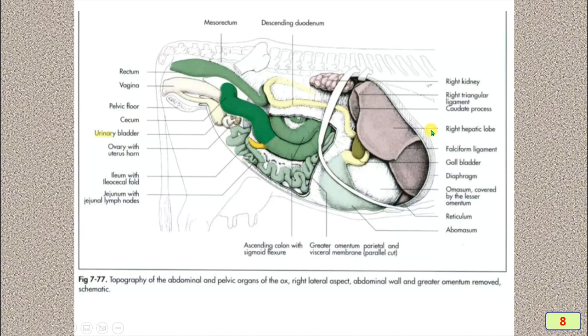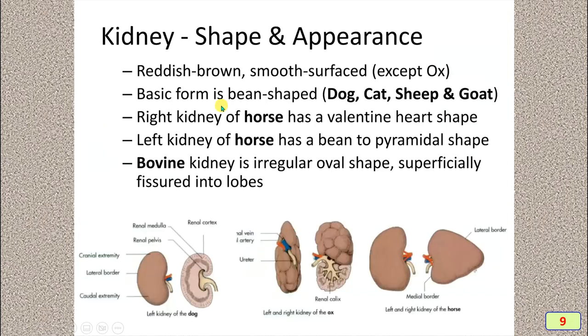And these are the right hepatic lobe and omasum covered with the omentum, and the reticulum is placed here, and the small intestine, and the cecum, then the urinary bladder is located just below the genital organs.